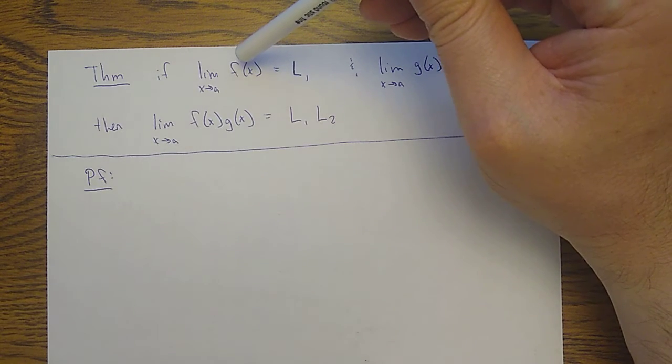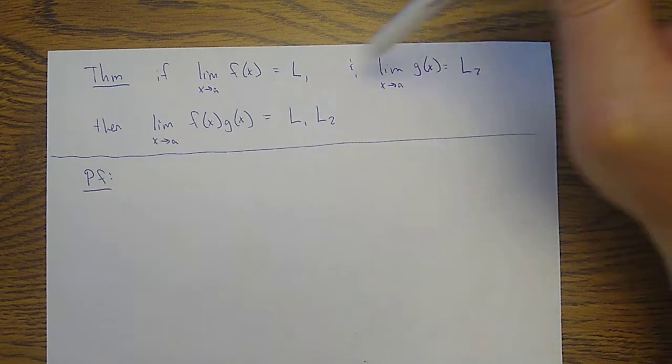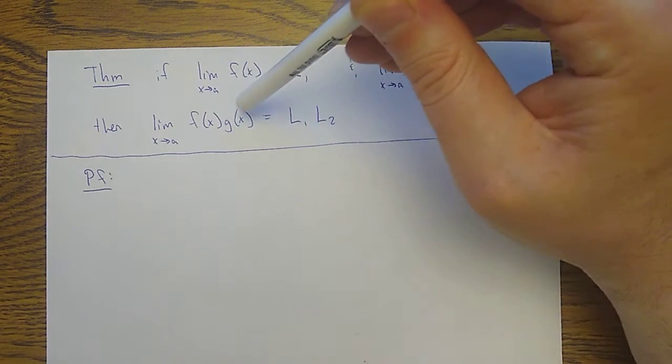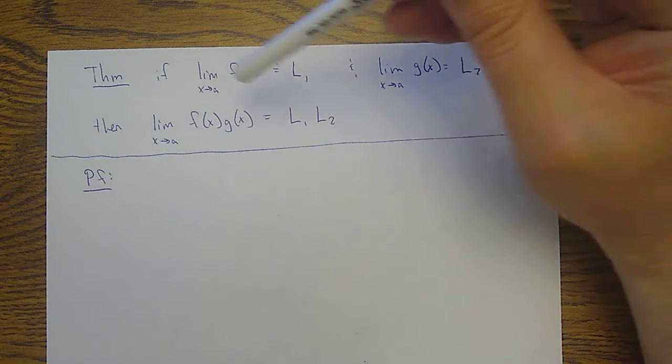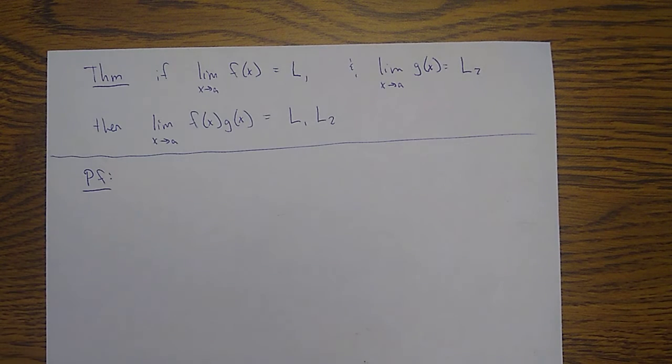Again, I'm assuming that f of x goes to L1 and g of x goes to L2, but now what I'm proving is that the limit as x goes to a of f of x times g of x is L1 times L2. So we are going to prove that in this video. Similarly to last time, and maybe even more so this time, it's a good idea to do some scratch work.